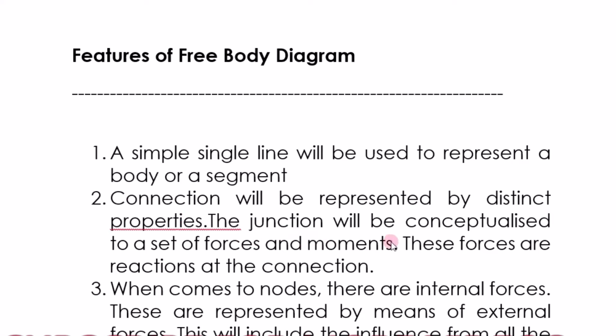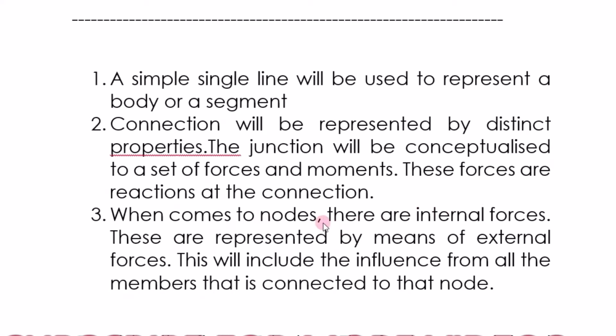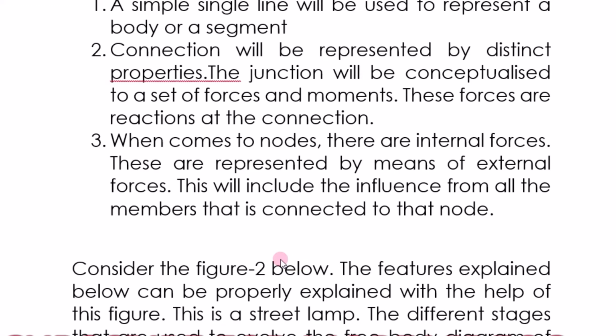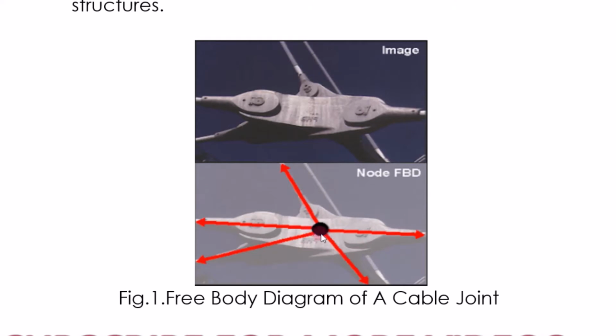The junction will be conceptualized to a set of forces as well as moments. These forces are reactions at the connection. When it comes to the node, there are internal forces, and these are represented by means of external forces. This will include the influence from all the members that are connected to that node. As I have explained before, in this case, this is the node. The forces coming out of this node are dependent on whatever is coming out of this node. So the stresses in these cables have an influence on what stress is there at the junction.